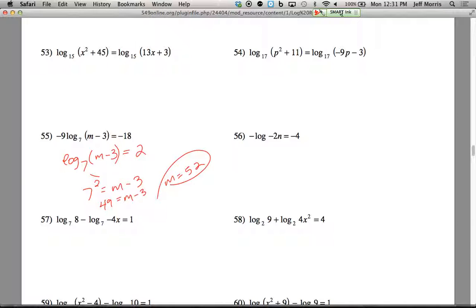Now you combine the logarithms. Watch. How do you combine them? Divide them, because it's subtraction. So 8 divided by negative 4x put together equals 1. And then what do you do? Full circle, 7 to the what? 7 to the first equals 8 over negative 4x, and then you solve it.